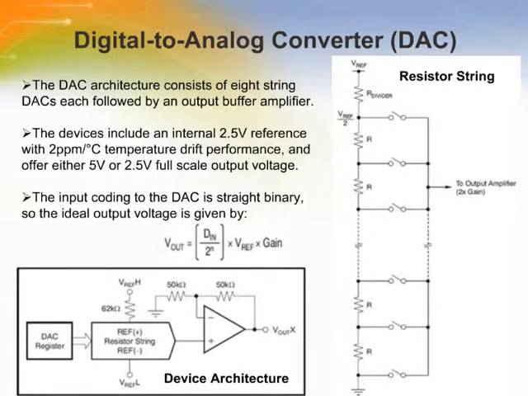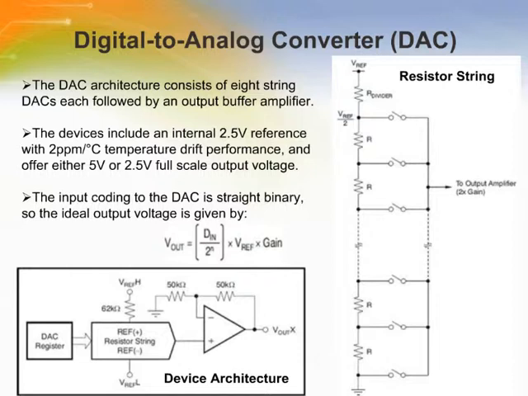The DAC architecture consists of 8 string DACs, each followed by an output buffer amplifier. The resistor string is simply a string of resistors, each of a value R. The code loaded into the DAC register determines at which node on the string the voltage is tapped off to be fed into the output amplifier by closing one of the switches connecting the string to the amplifier. It is monotonic because it is a string of resistors.